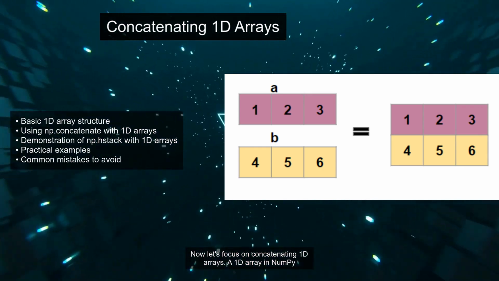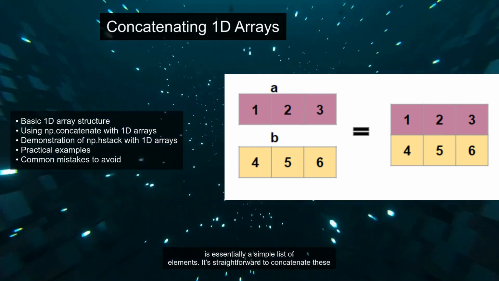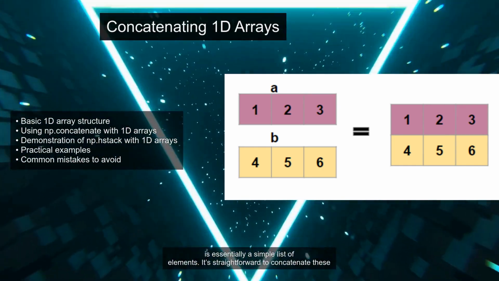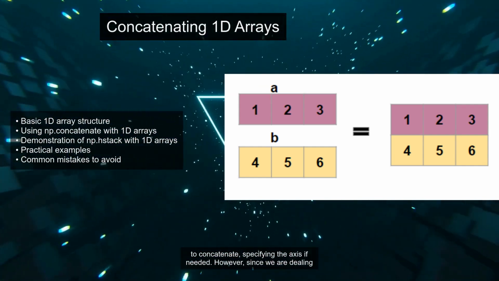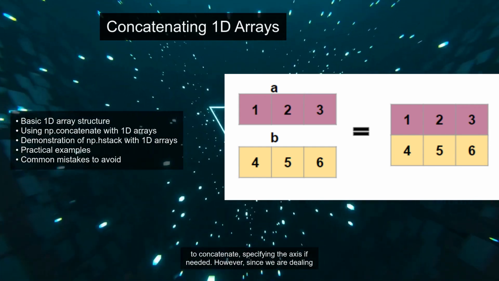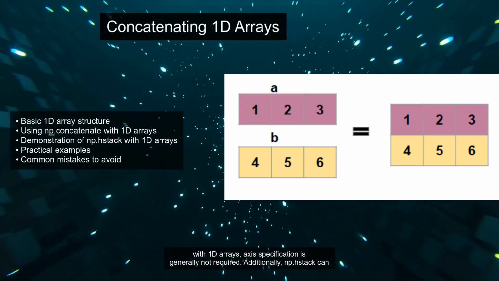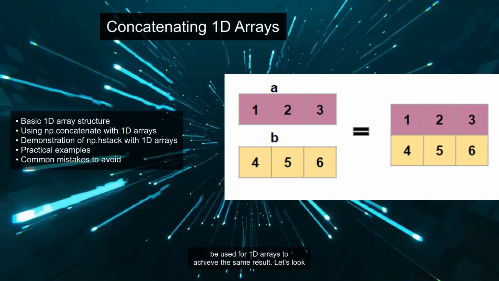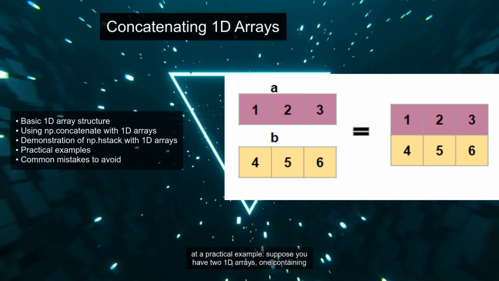Now let's focus on concatenating 1D arrays. A 1D array in NumPy is essentially a simple list of elements. It's straightforward to concatenate these arrays using np.concatenate. You simply pass a list of arrays you want to concatenate, specifying the axis if needed. However, since we are dealing with 1D arrays, axis specification is generally not required. Additionally, np.hstack can be used for 1D arrays to achieve the same result.